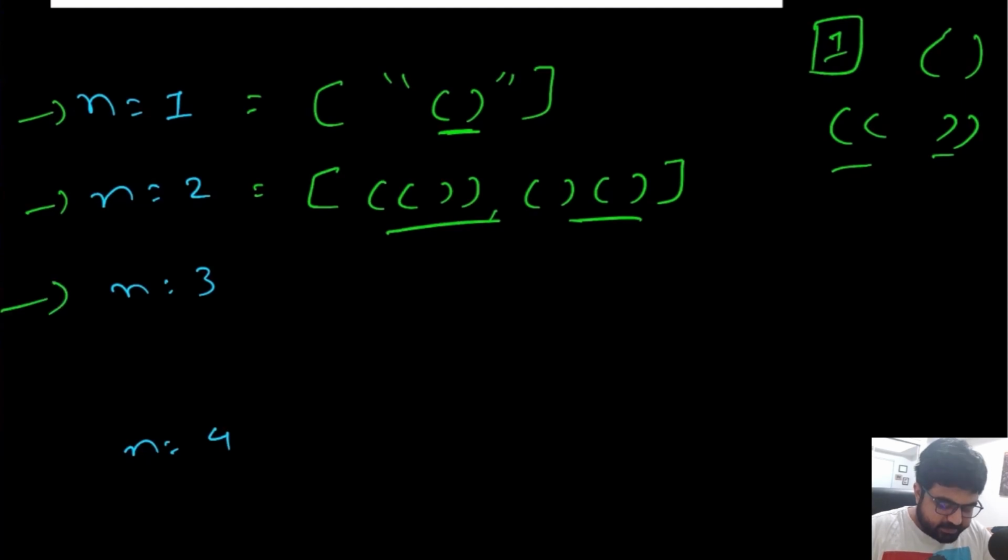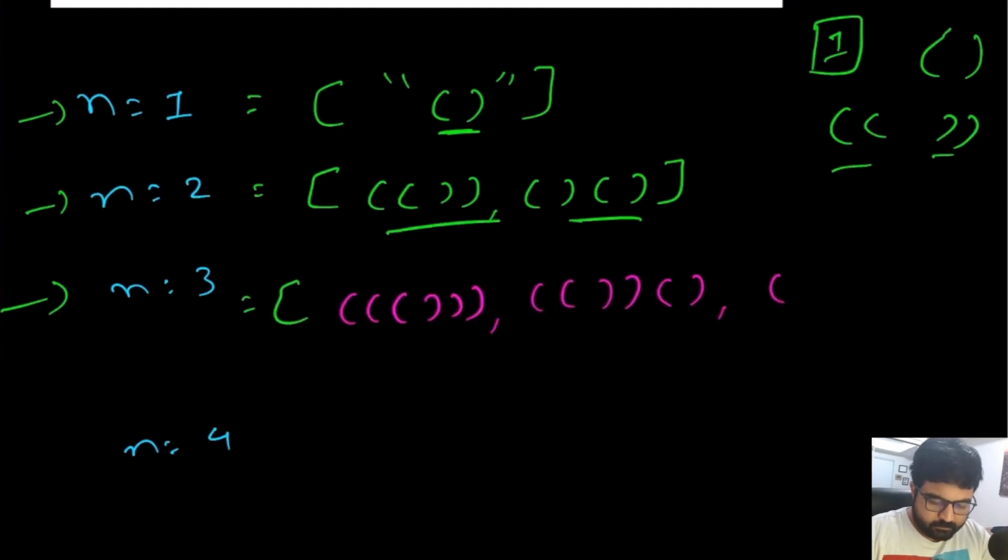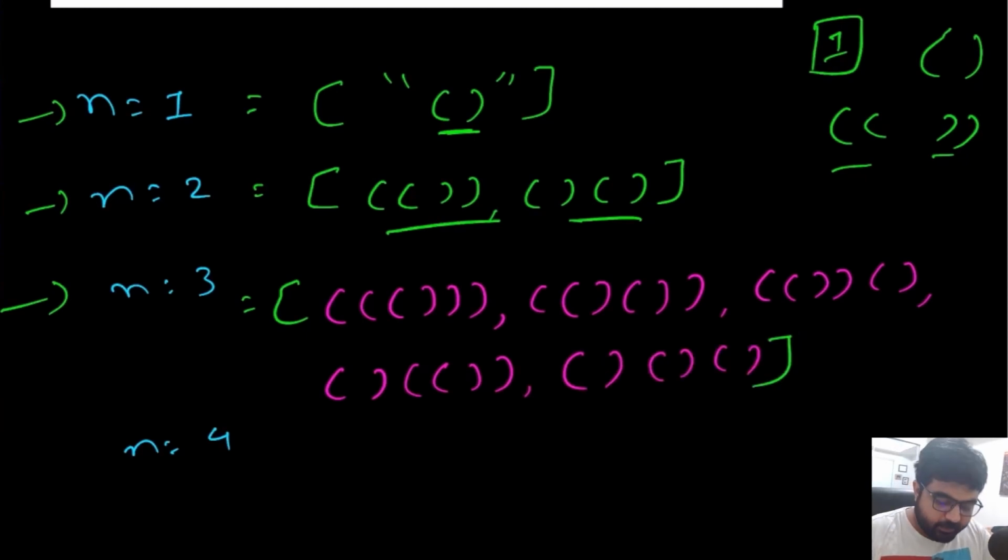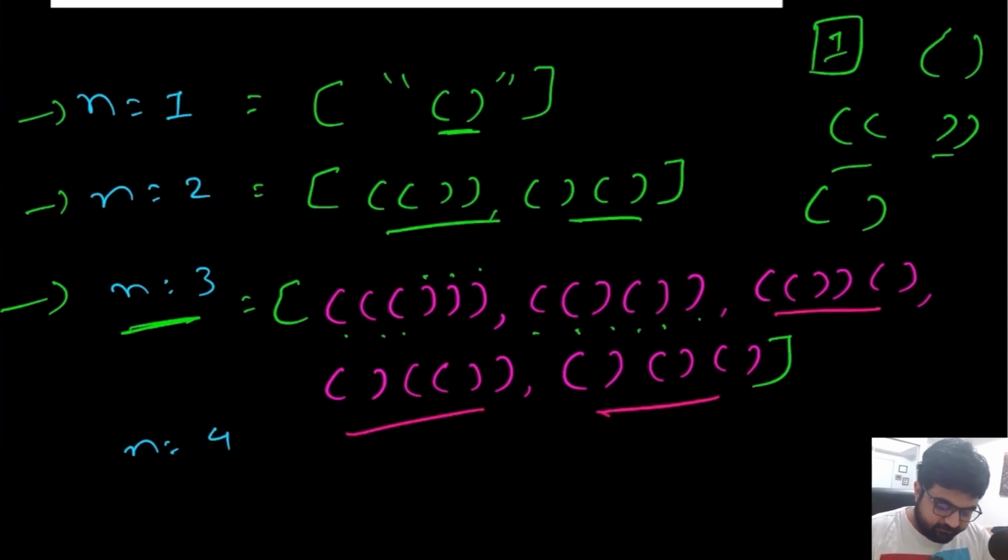Now things become a little bit interesting when we reach n is equal to 3. So when we get to the point where n is equal to 3, these are the 5 possible pairs we can make. Now notice that over here for every single piece we are using 3 opening brackets, and we are also using 3 closing brackets, but we are just putting them in different pairs so that they generate well-formed parentheses.